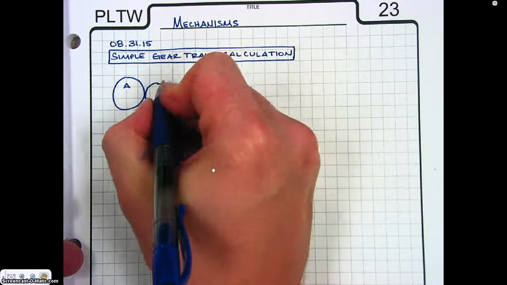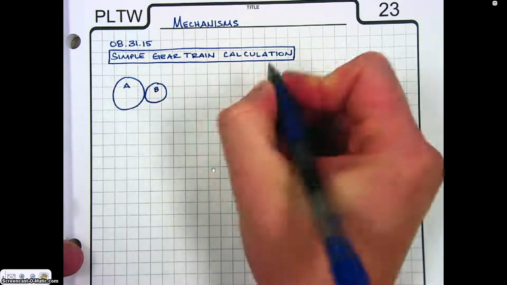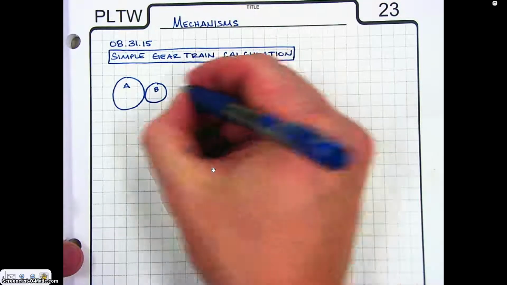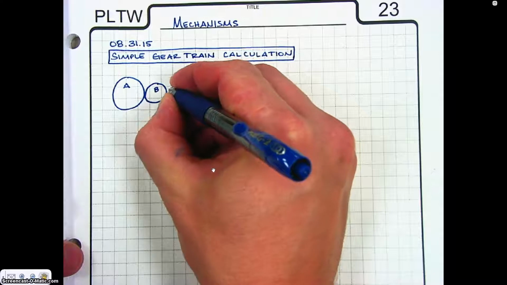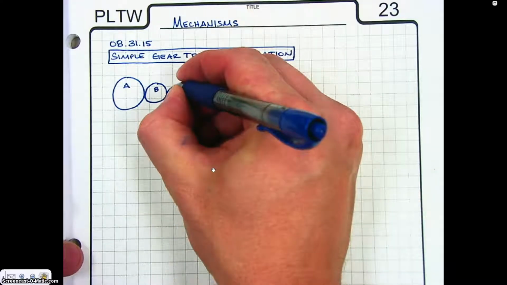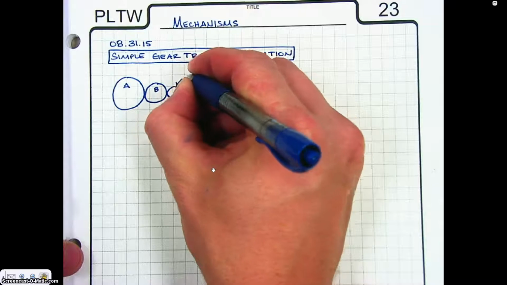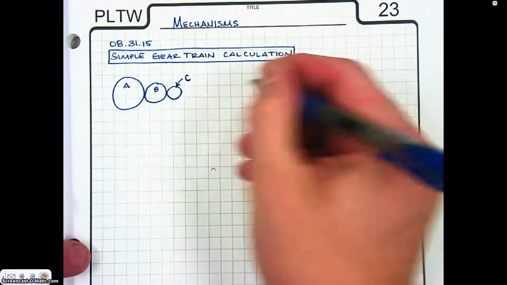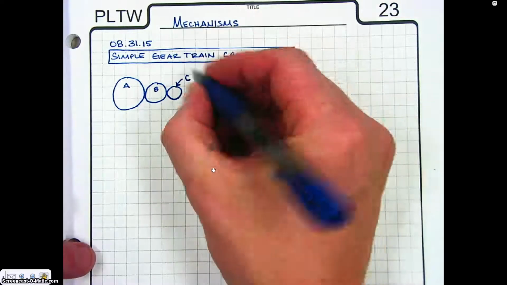Draw another circle to represent gear B, which is again meshed with gear C. Put a label on that one. This is gear C, and gear C is meshed with gear D.